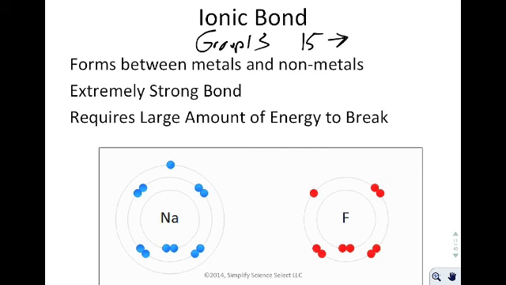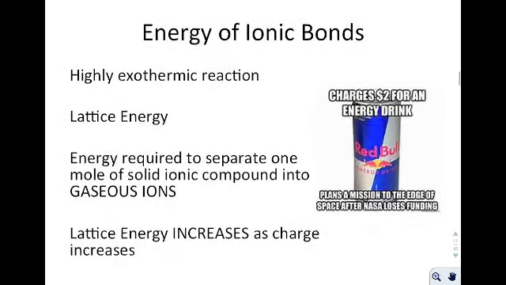to break. Not only that, but ionic compounds tend to have very high melting points and very high vaporization points because of the amount of energy needed to break or remove something from this ionic bond. Now, it is a highly exothermic reaction, which means that it tends to produce heat whenever you have an ionic bond that's formed.